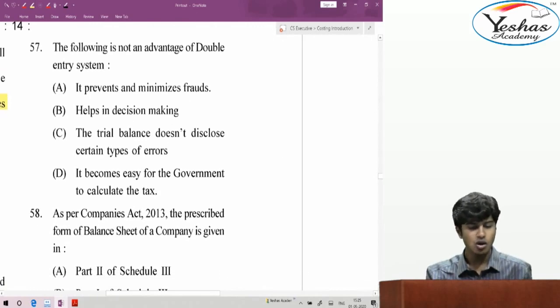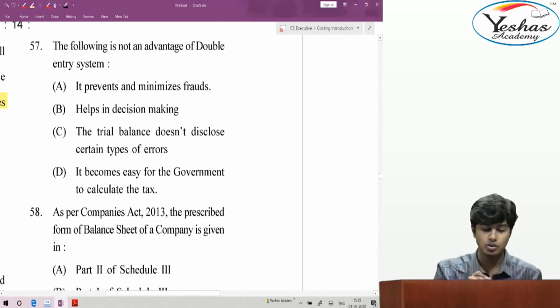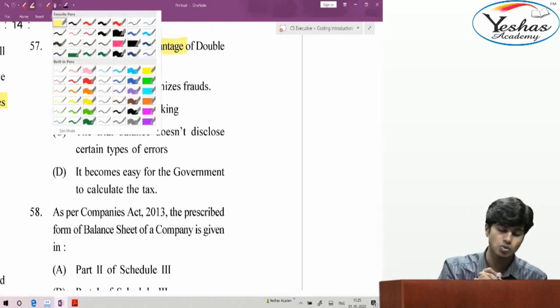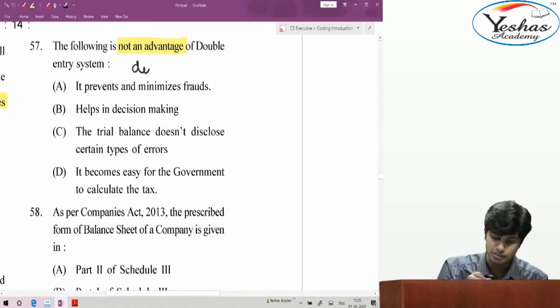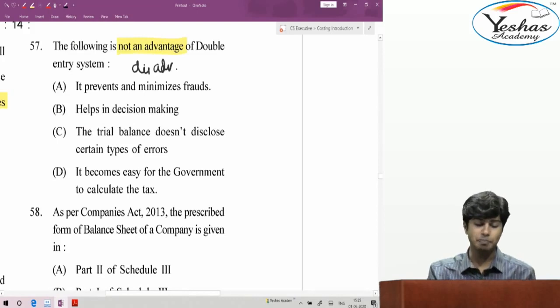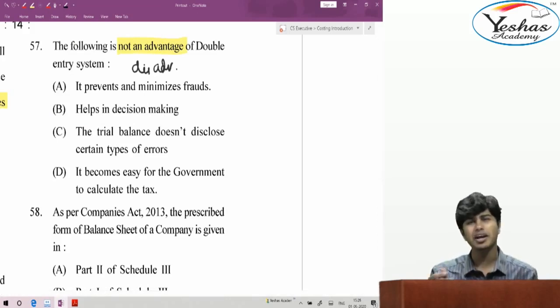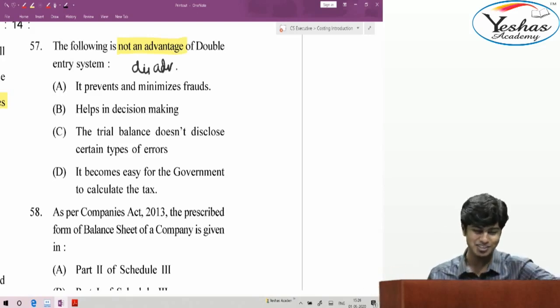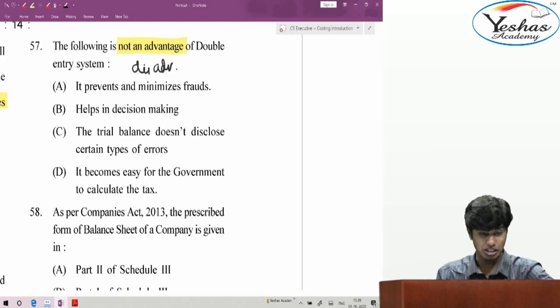Come on, now let us go to question number 57. Question 57 talks about what is not an advantage. So basically they're asking us what is the disadvantage of the double entry system. It prevents and minimizes fraud. Yeah, that's an advantage. A single entry system will actually create a lot of fraud, because you can play around with quite a lot of things. And then helps in decision making. Yes, it does help in decision making. So that's also a valid point.